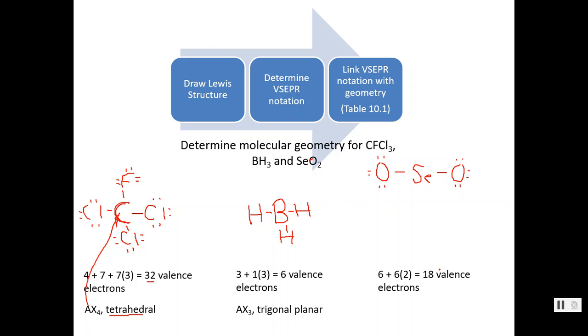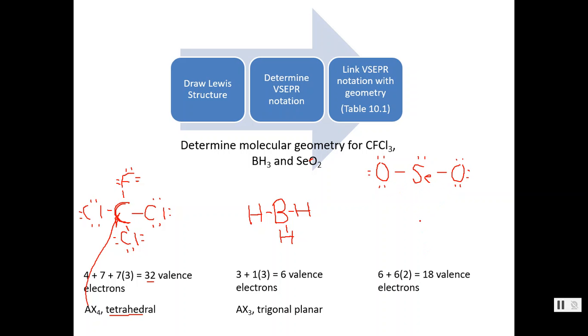I still have 2 more electrons that I need to place. Any extra electrons to place always go on the center atom. So 17, 18. So I have now placed all 18 of my valence electrons. But selenium still isn't happy. Does selenium have an octet? No, it only has 2, 4, 6.